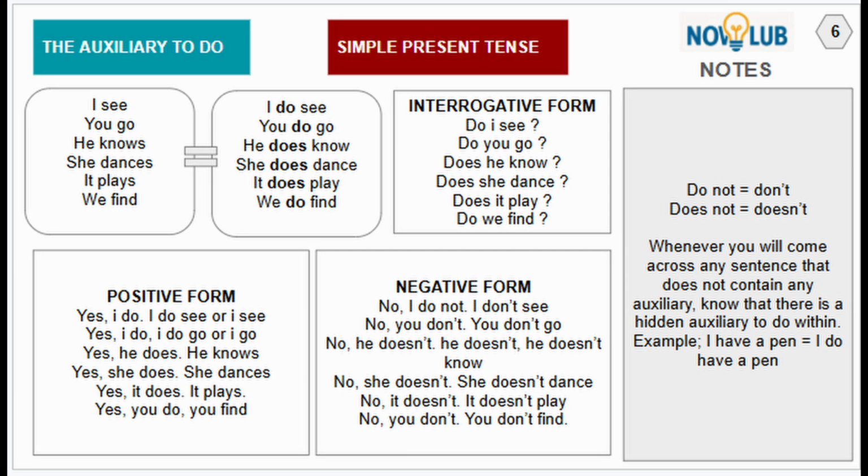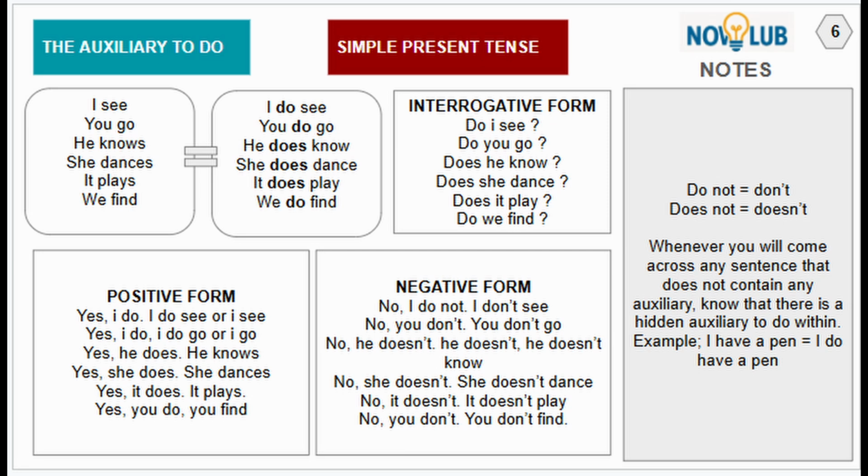Do not means don't. You can say, I don't know your name, or I do not know your name. Does not means doesn't. Also, whenever you come across any sentence that does not contain any auxiliary, know that there is a hidden auxiliary to do within. Example, I have a pen is the same as I do have a pen. You see, there is this auxiliary that you don't see, but it is there.